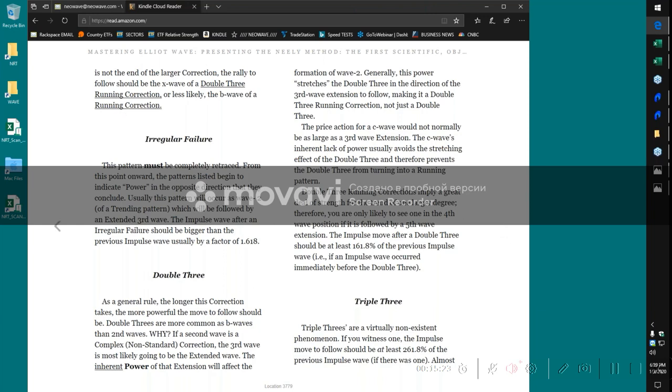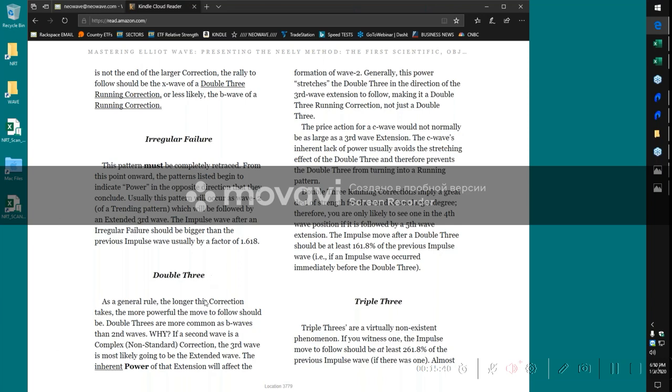So it's very important you pay attention to how one wave in the same direction relates to another wave in the same direction. It'll give you a lot of information about what's possible, what's logical, what makes sense, and that's what chapter 10 is all about.